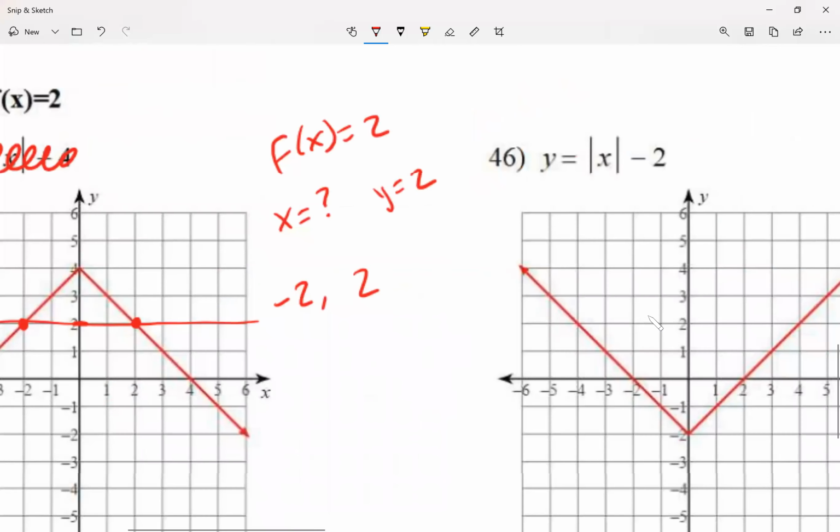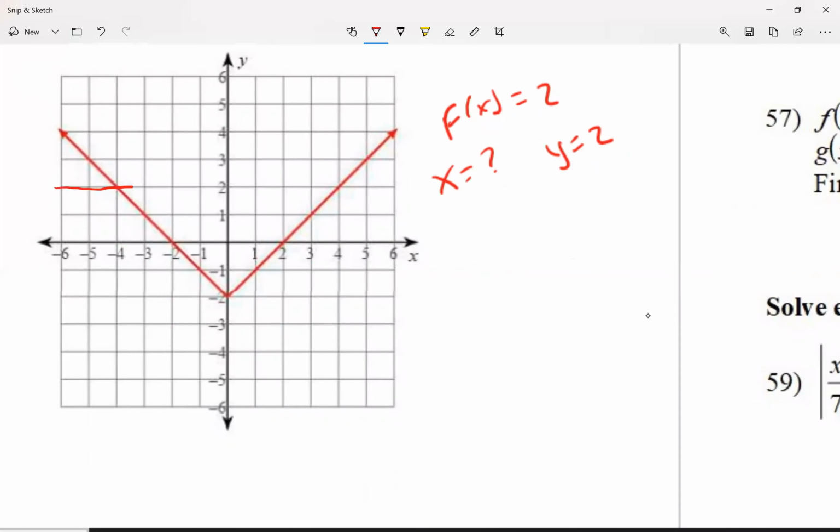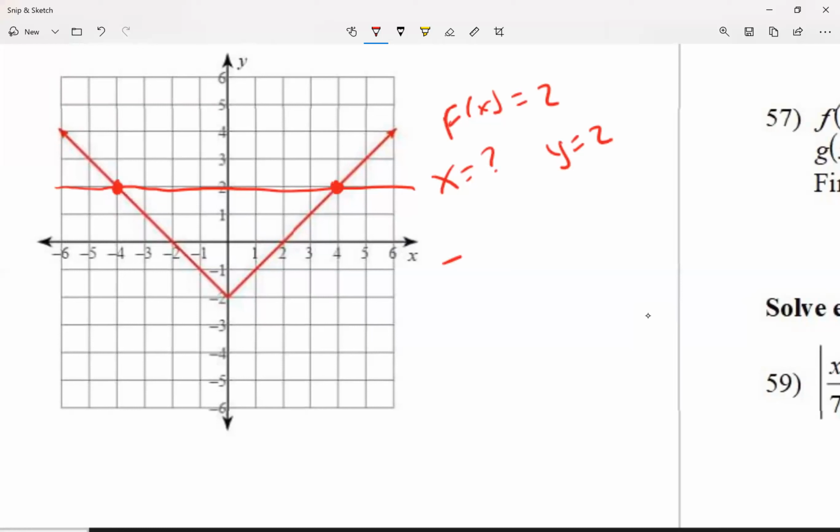Let's take a look at question number 46. Remember, I'm solving for f of x. When is f of x equal to 2? I'm asking, what's the x value when y is 2? So I look at my line, y is equal to 2, and I see my graph crosses it at 2 points. My question here is, what are the x values? I'm going to say one of them is -4 and the other one is +4. And that's what I get.